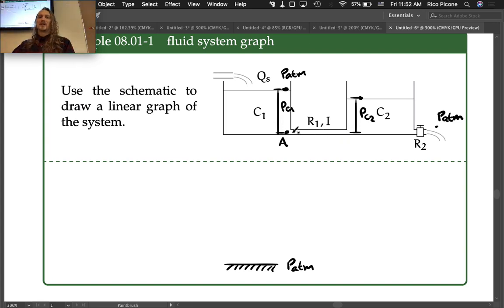We aren't interested in what the pressure is halfway through. We're only interested in what the pressure is between this point and the other point, which is also interesting to us because it's at the bottom of another tank, right? So B would be another pressure location that would be interesting.